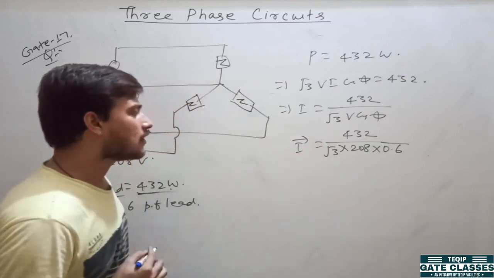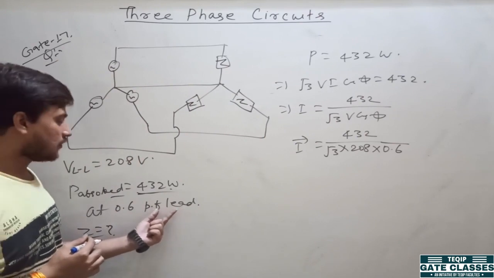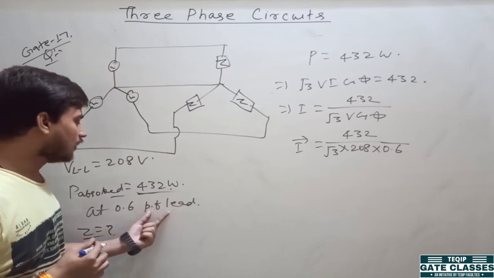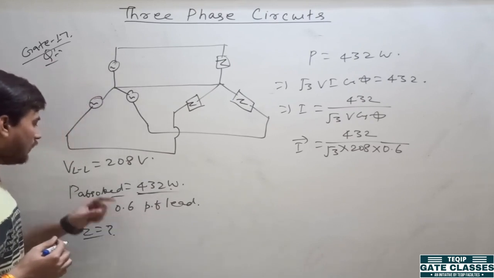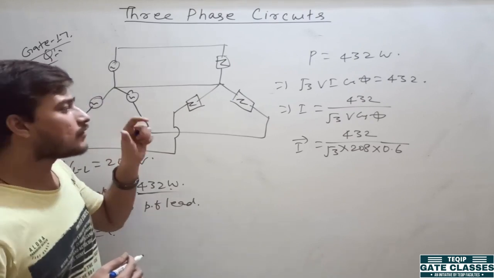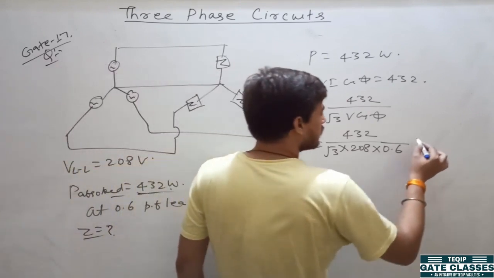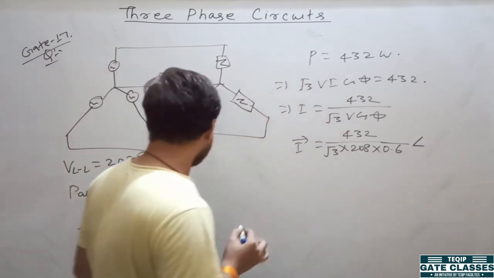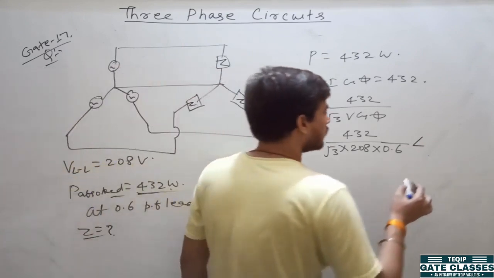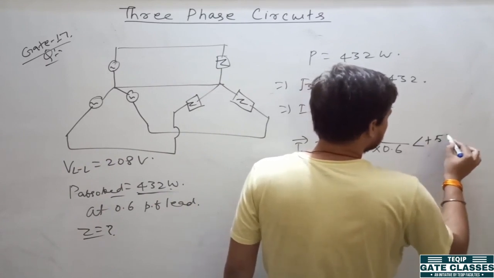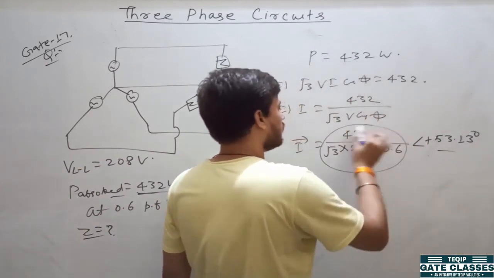Now you have to write I in the form of an angle also. Here the power factor is leading, which means I will be at a plus angle. Power factor 0.6 means cos 53.13, so it will be 53.13 degree. So this will be the value of I, magnitude and angle.